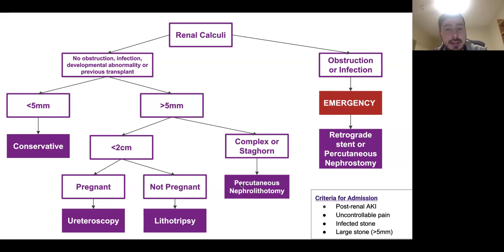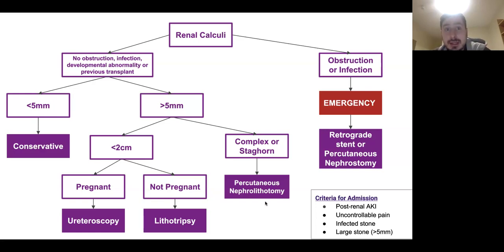But if it's between 5mm and 2cm, you can do less invasive approaches. For non-pregnant individuals, this will be a lithotripsy. So shockwave lithotripsy is when they send shockwaves to the stone to try and fragment it into smaller bits so that they'll pass on their own. In pregnant individuals, you can't do this. So instead, you'd send a scope that can make the stone smaller or remove it. And that's called a ureteroscopy.